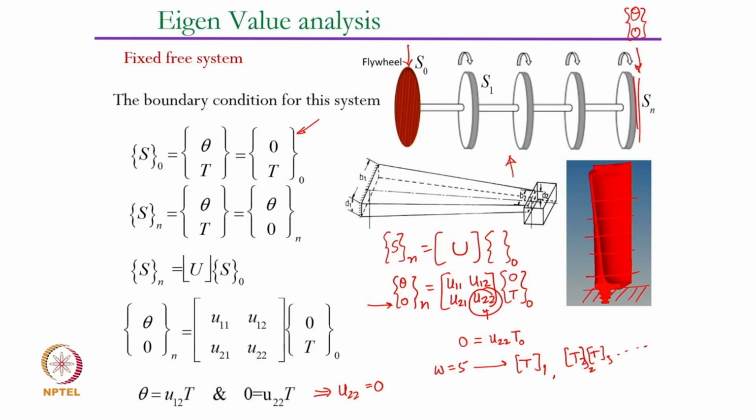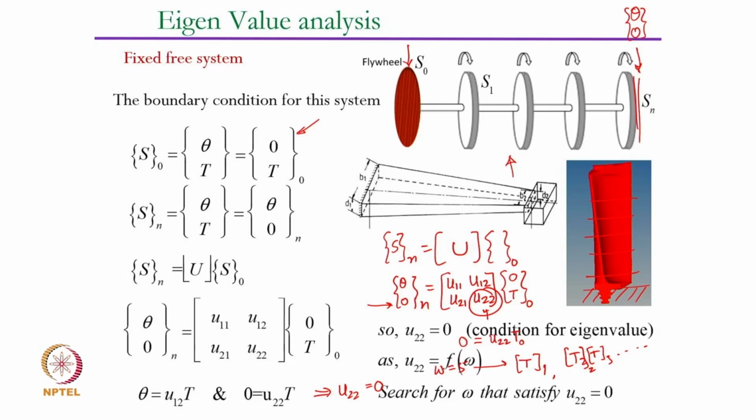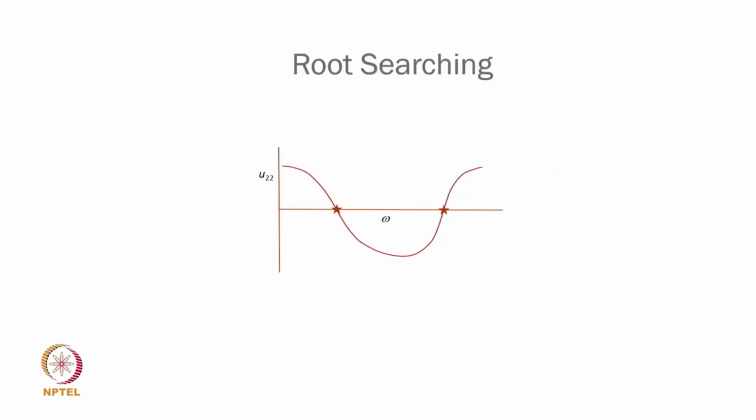Okay. And that method is called a root searching method. So I assume first I'll start with this omega value, the lowest that I can think of. I find out maybe the U22 value. For this it turns out that U22 is this. Then I increase the value of omega, figure out that it is this. Then I increase it further, I figure out that it is this. Then I increase it further, I figure out that the sign of U22 has changed.